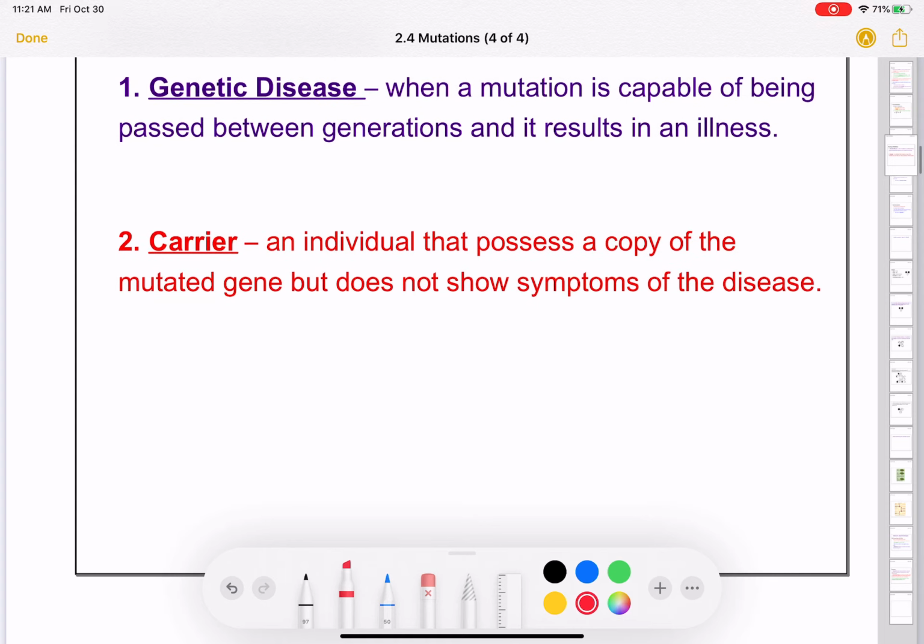We talked about this before, but someone who possesses a copy of the mutated gene but does not show any symptoms of it is known as a carrier. So we talked about that when we were talking about color blindness. I'm going to give you the example just to refresh you. Remember, I showed you that if that little red dot meant you're colorblind. Well, this woman, because she has that good X, she would not be colorblind, but she would be known as a carrier.